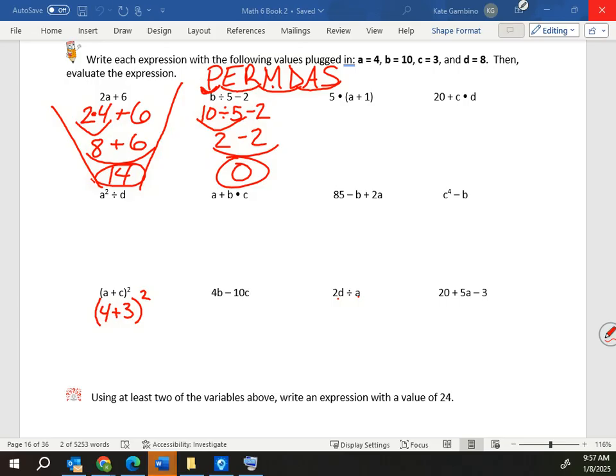So when I rewrite it, I have to make sure I have the parentheses, and I have to do what's inside the parentheses first. So I have 4 plus 3 inside my parentheses. 4 plus 3 is 7. Once I do all of the math inside the parentheses, I don't need the parentheses anymore because I have just one number. I bring down the rest of my expression, and I have that exponent of 2. Now I need to do the exponent part.